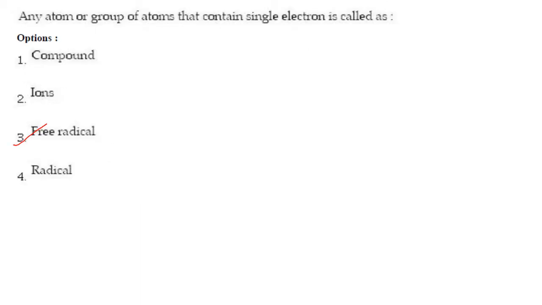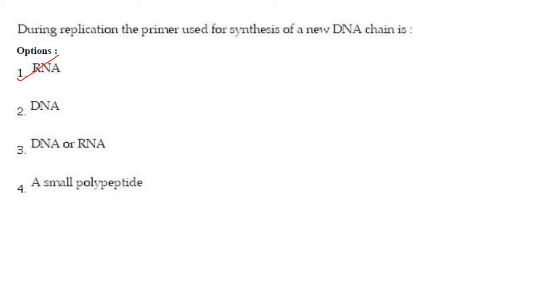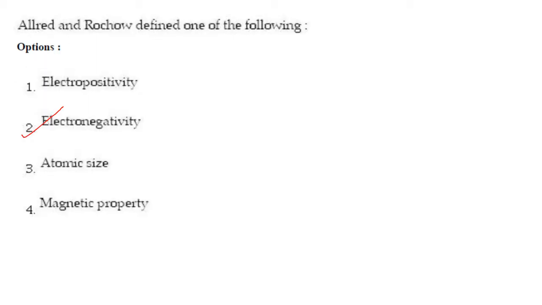Next one. Any atom or group of atoms that contain single electron is called as option 1 compound, 2 ions, 3 free radical, 4 radical. Answer is option 3 free radical. Next one. During replication, the primer used for synthesis of a new DNA chain is option 1 RNA, 2 DNA, 3 DNA or RNA, 4 a small peptide. Answer is option 1 RNA.